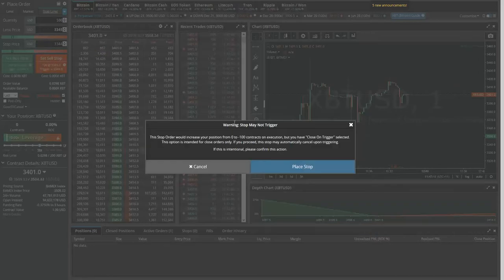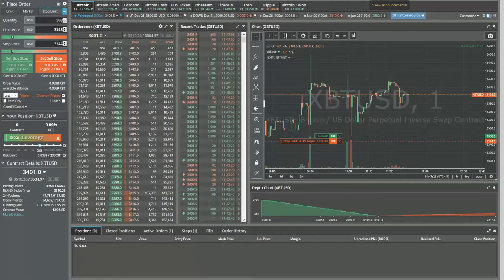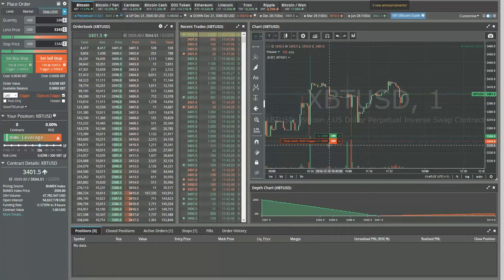Click sell. This is just a warning. This stop would increase your position from 0 to minus 100 contracts on execution, but you have close on trigger selected, so that means it won't open up another position. Click place stop. So if the price goes down, it goes to 3350 and then it keeps going down, our stop limit will get triggered at 3344, but then it's got to go back up to 3345 for it to actually execute.